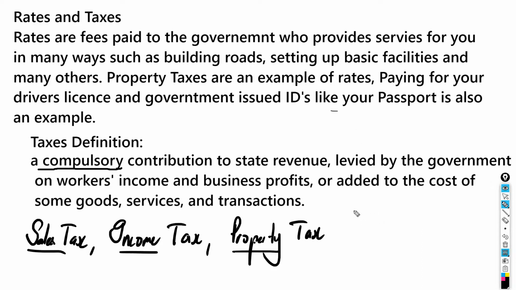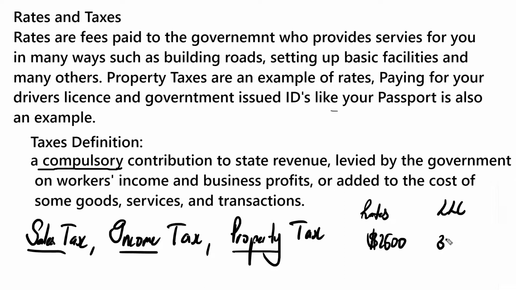For example, let me give you some examples of rates now. To start your own business, it costs $2,500. You have to pay that amount to start your own sole proprietorship. To start a limited liability company, you have to pay, I think it's $30,000 Jamaican dollars to start. And you need an accountant and many other things. So they're just general rates that you have to pay to the government throughout your life. And you have sales tax, income tax, and property tax.